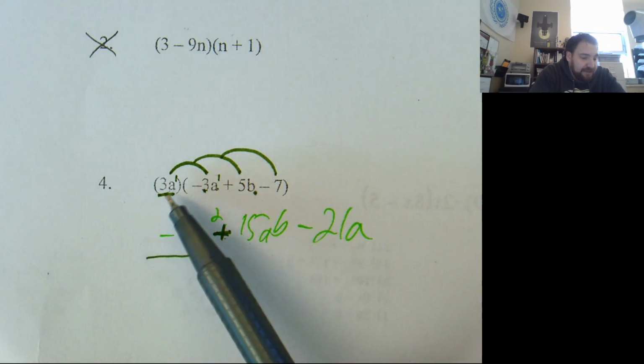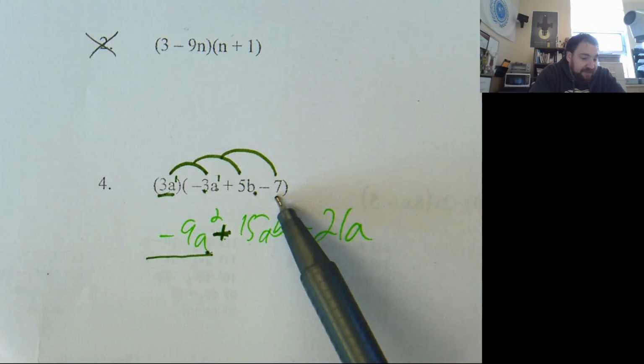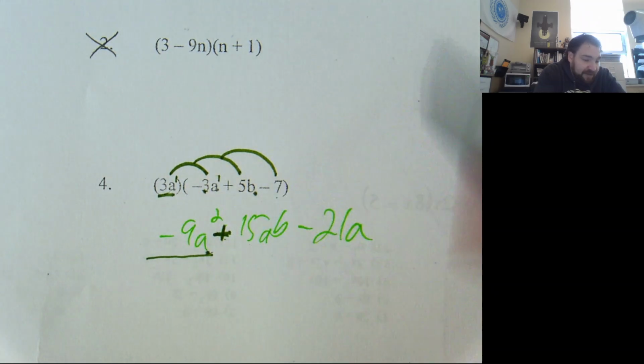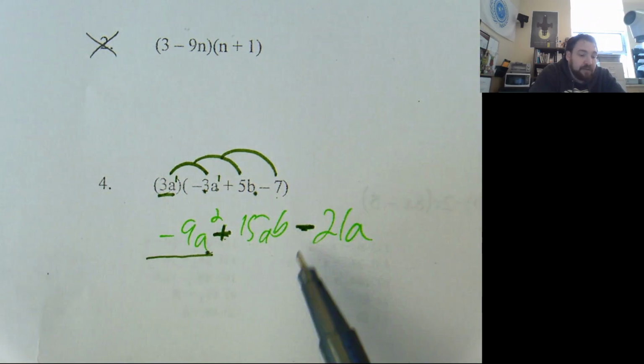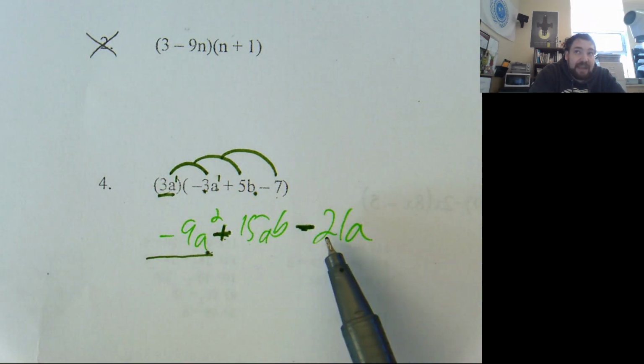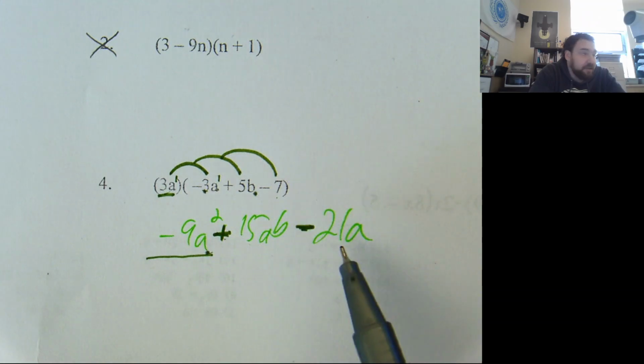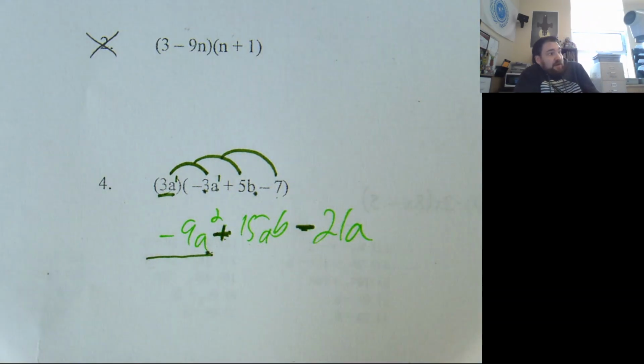And then the last piece here is going to be the 3a times the negative 7. 3 times negative 7 is negative 21, so that minus sign has to go there. And then the a has nothing to group with, so it just comes along for the ride. Harsh, that makes sense?